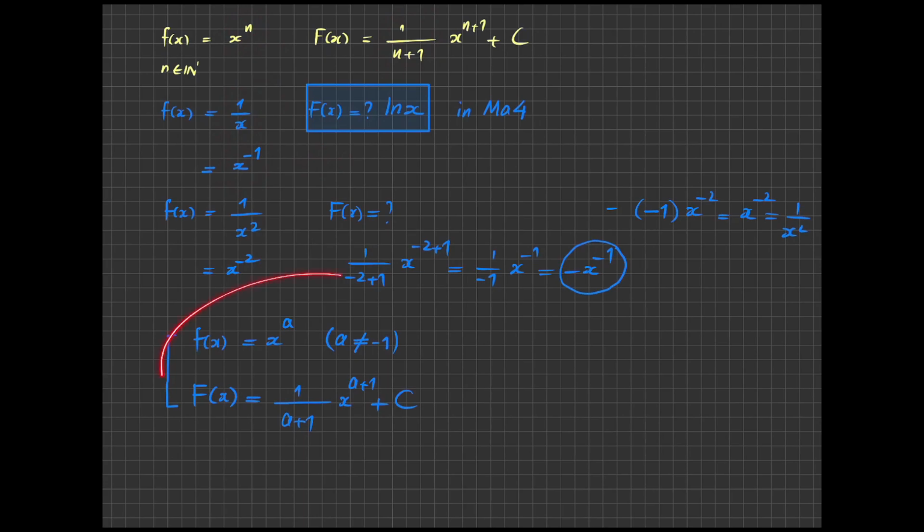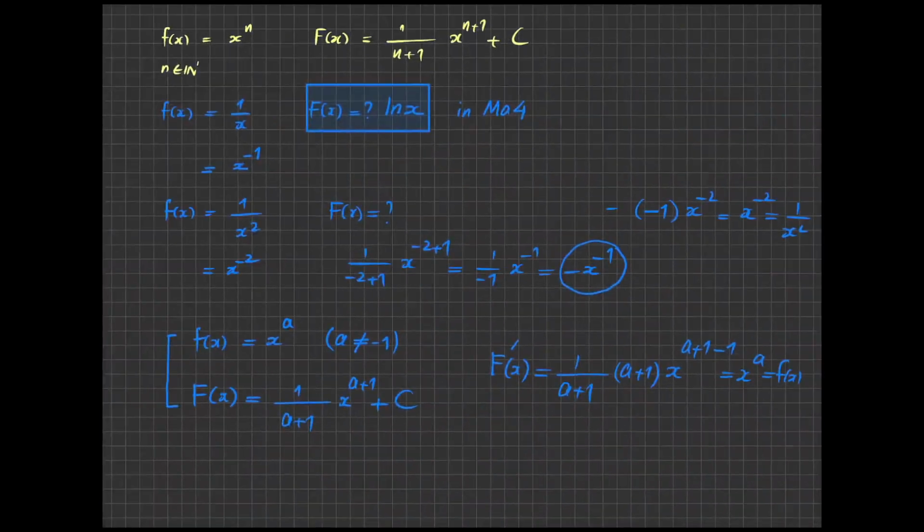If I ask you to confirm this claim, what are you supposed to do? You are supposed to differentiate the capital F and confirm that the derivative of capital F is x to the power a. So let us just do it together. If I ask you to differentiate F of x, you say that 1 over a plus 1 is a constant. And then if I apply the derivative here, a plus 1 goes down, and x to the power of a plus 1, one unit less. But fortunately, this one will cancel that one, and this just becomes simply a. So this becomes x to the power a, which is f of x.